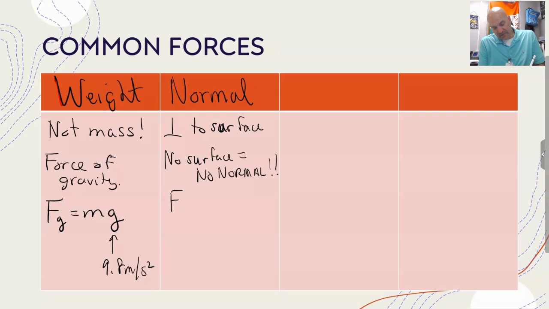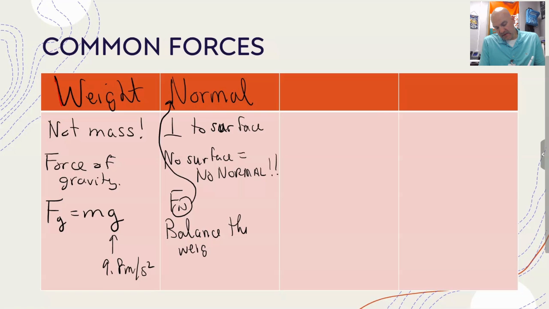We call it F sub n. A lot of our variable representations are capital F with a subscript letter, and that letter directly ties back to what the force is. In most cases, this normal force will balance the weight. The way you think of it, it's the force that allows objects to stay on surfaces.